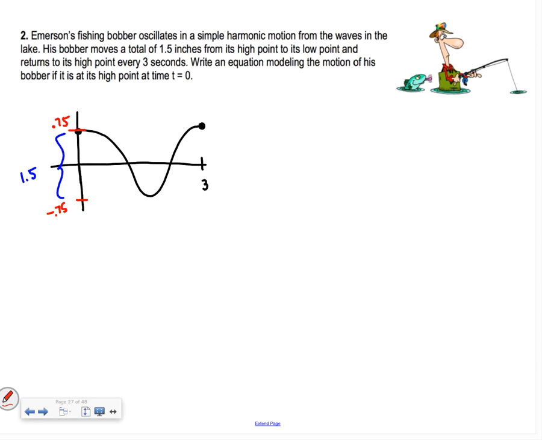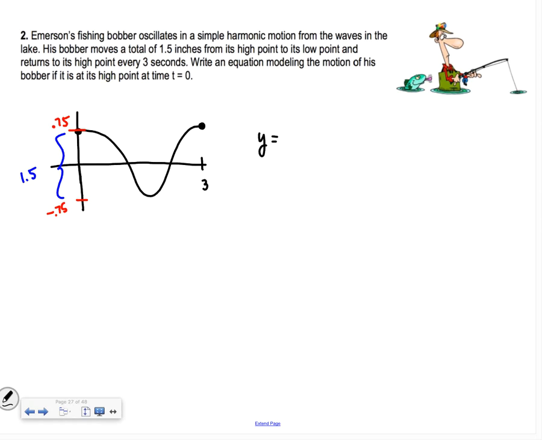So write an equation modeling the motion of the bobber. So this time we see that we're starting along the high part. We're not starting at the origin anymore. So it would be appropriate to use cosine, okay? And sometimes you might have ones that start at the bottom, and that's when I would use negative cosine, okay? So we're starting at the top here.